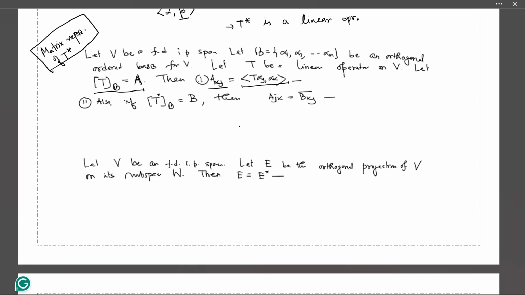And one more thing: if T star is given by B, then B is nothing but the conjugate transpose of A. First you switch the order of j and k, make it kj, and then take the complex conjugate. For example, if A has entries 1, i, 2, 3, then the conjugate transpose has 1, minus i, 2, 3. First I take the transpose and then the complex conjugate. It was proved in the class, so I'm leaving this.